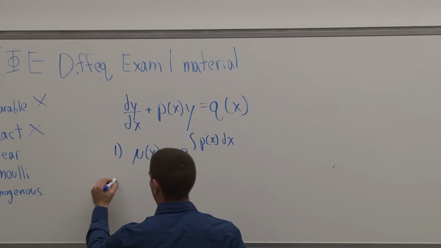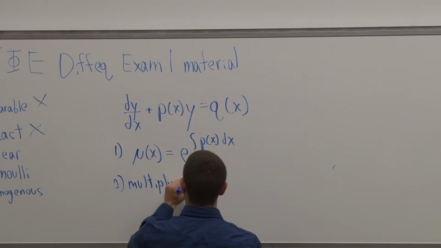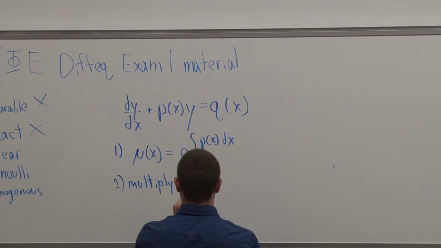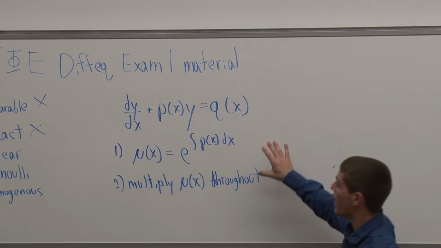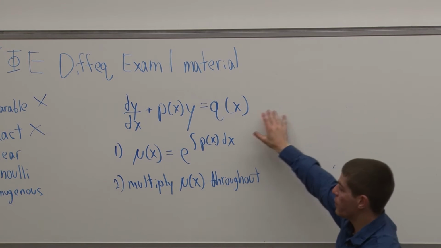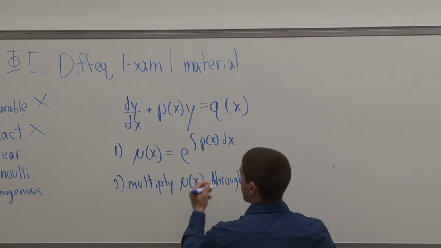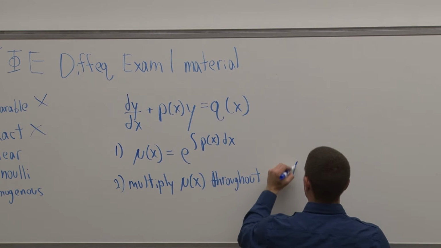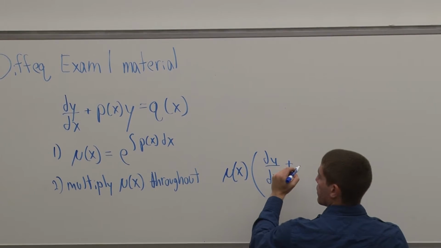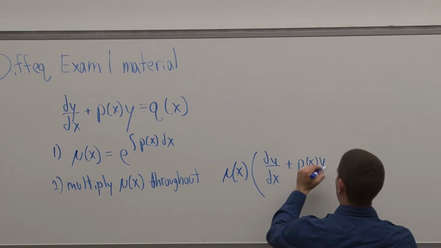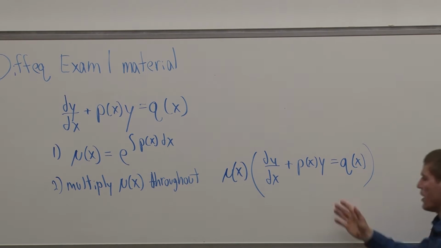Then the second step is to multiply mu of x throughout. That means multiplying mu of x by the entire starting equation. So if there is a coefficient in front, after you divide it out, that would be your starting equation. Once you multiply by mu of x, you'd have mu of x times dy dx plus p of x y equals q of x, once you divide it through.